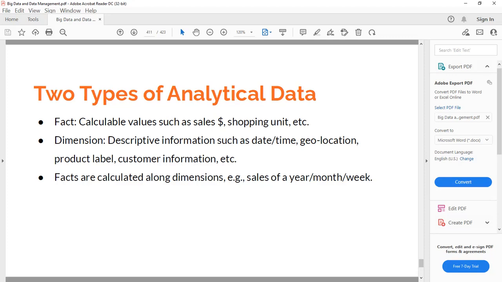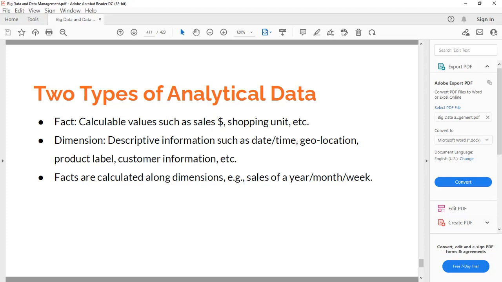What we call fact, they are calculable values. You can aggregate, you can do numerical operations. Or sometimes you look at the stock price, the closing price of a stock in the past few days, past few months, and you analyze the pattern. These are calculable, numerical values that you can find trends in. You can do some aggregation and some slicing and dicing. This is the first type of analytical data.